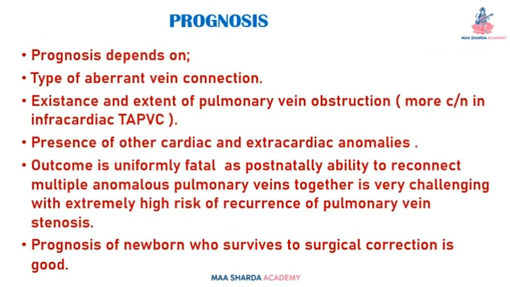Now its prognosis. Prognosis depends on the type of aberrant vein connection, like whether it is supracardiac, infracardiac, or cardiac; the existence and extent of pulmonary vein obstruction, which is more common in infracardiac TAPVC; and the presence of other cardiac and extracardiac anomalies. Outcome is uniformly fatal without surgery, as postnatally the ability to reconnect multiple anomalous pulmonary veins together is very challenging, with an extremely high risk of recurrence of pulmonary vein stenosis. Prognosis of a newborn who survives through surgical correction is good.